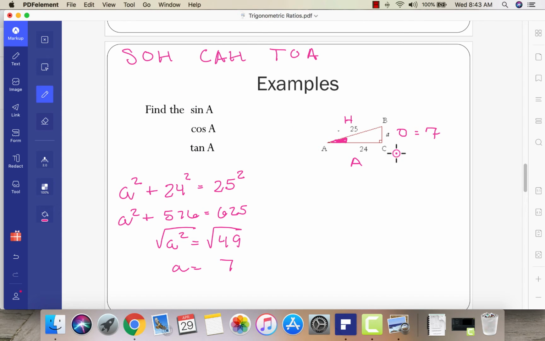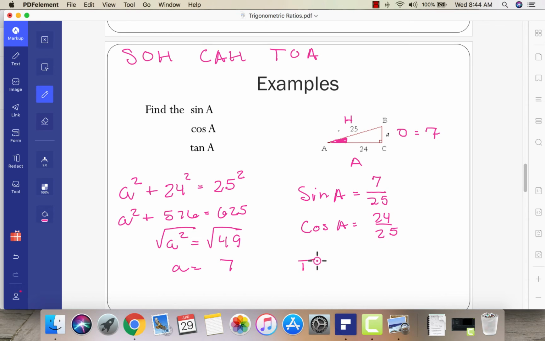So now we should be able to find our sine, cosine, and tangent of A. So sine of A equals, so sine is opposite over hypotenuse, so my opposite is 7, and my hypotenuse is 25. And that cannot be reduced. Cosine of A, if we look at our SOHCAHTOA, is adjacent over hypotenuse, so our adjacent is 24, and our hypotenuse is 25. So 24 over 25 cannot reduce.